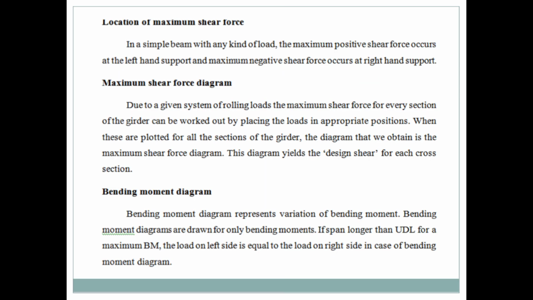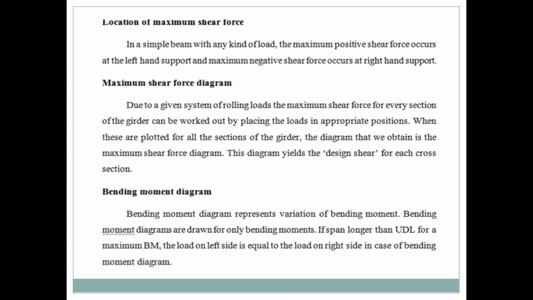Location of maximum shear force. In a simple beam with any kind of load, the maximum positive shear force occurs at the left hand support and maximum negative shear force occurs at the right hand support. Next, the maximum shear force diagram.